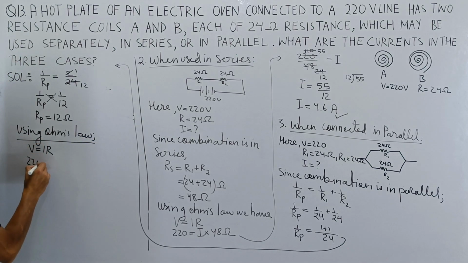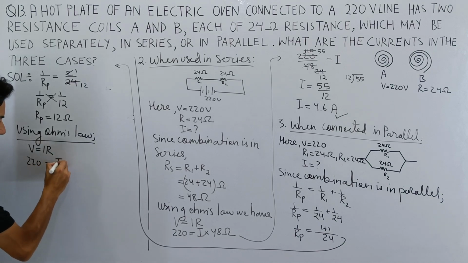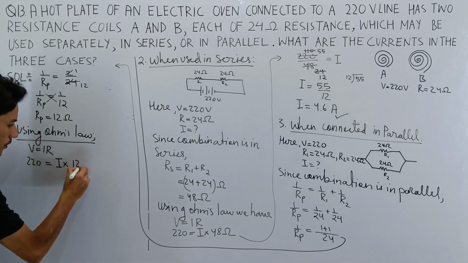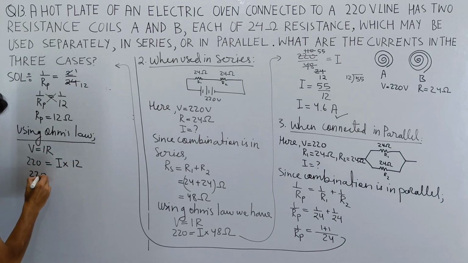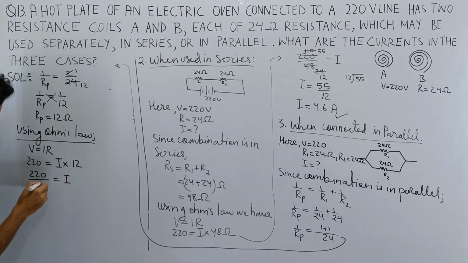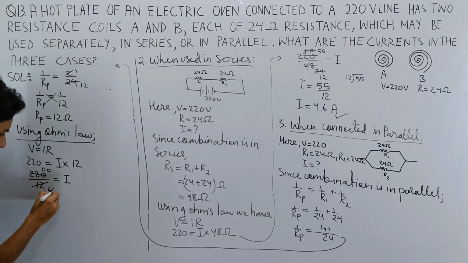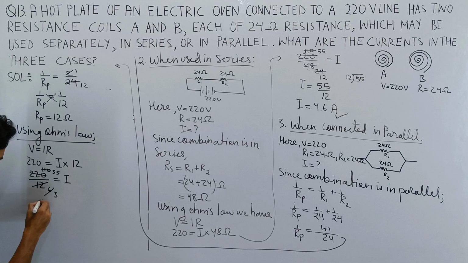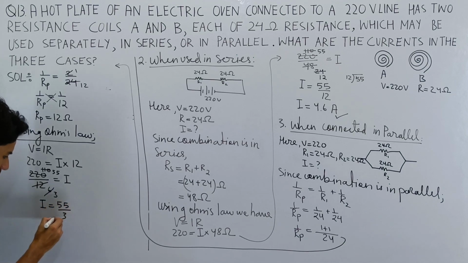V is 220 volt. I we are supposed to find. Resistance is 12. So 220 is here. Bring 12 here, keep I there. Cut: 2 sixes are 12. 2 ones are 110. 2 threes are 6. And 2 fives are 10. So for the I value, you will get 55 divided by 3.